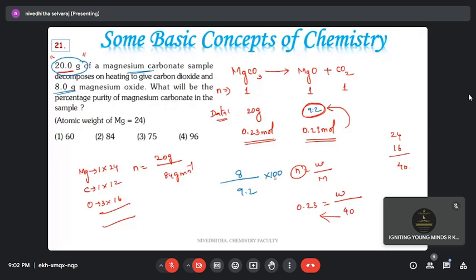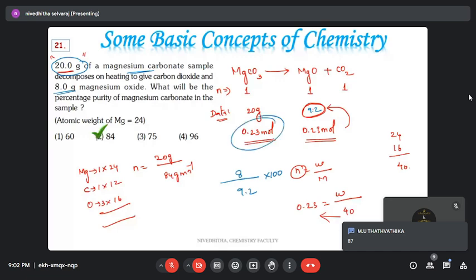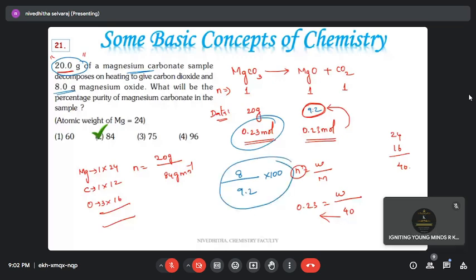Approximately around 85, 86 we'll get, because here we have taken approximate values. So the exact answer is 84. But if you calculate from this data, you'll get 86%. Okay. According to the options, 84 is the right one.